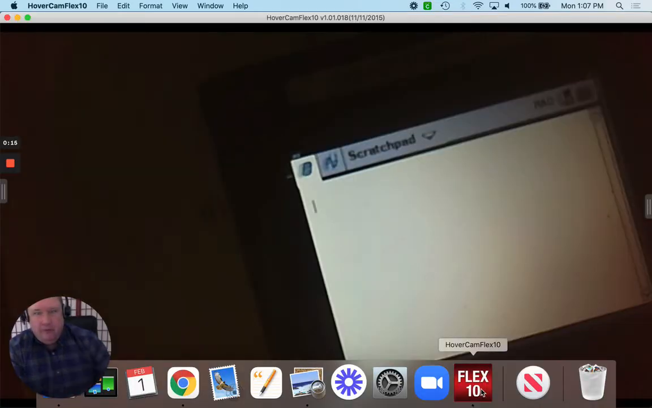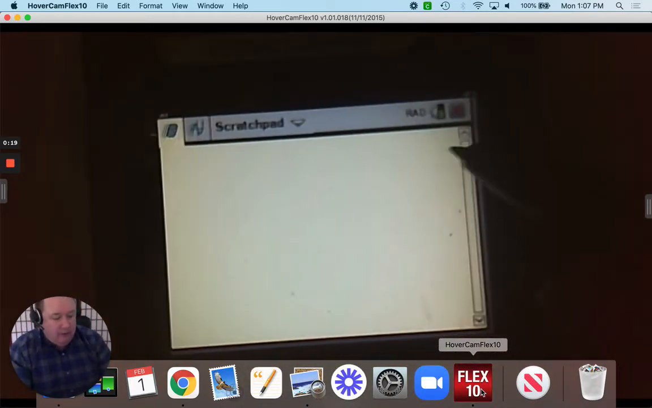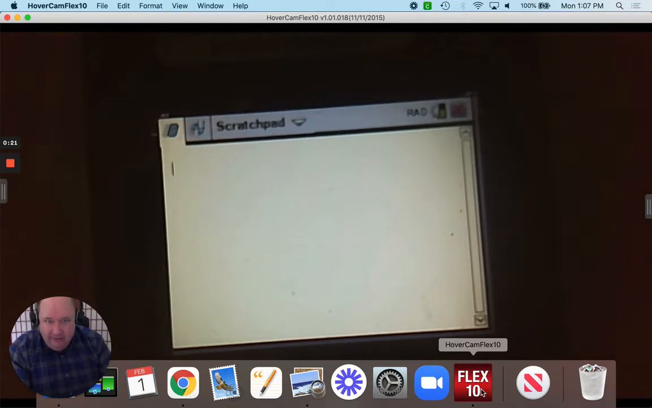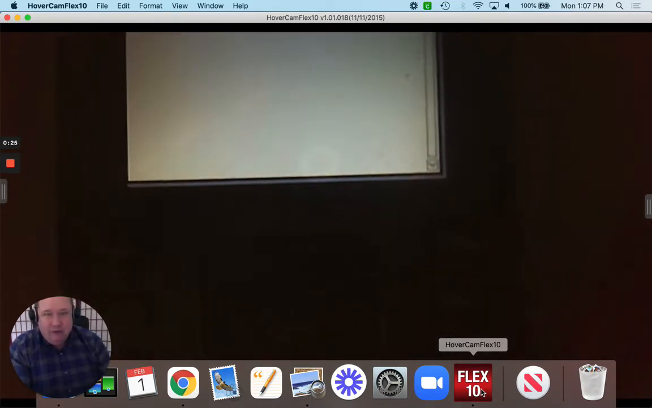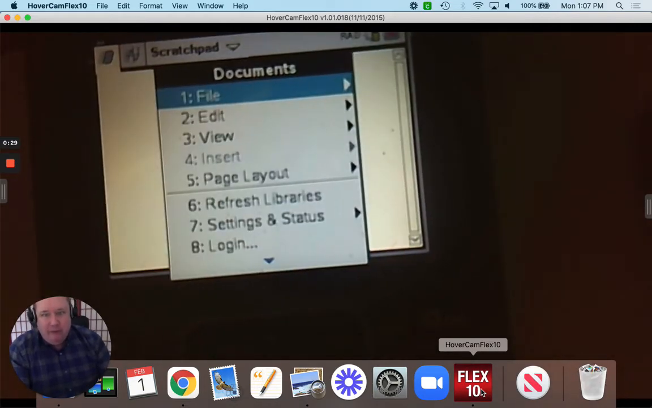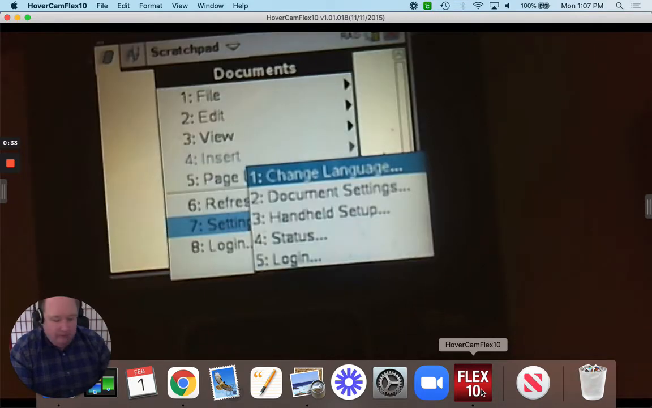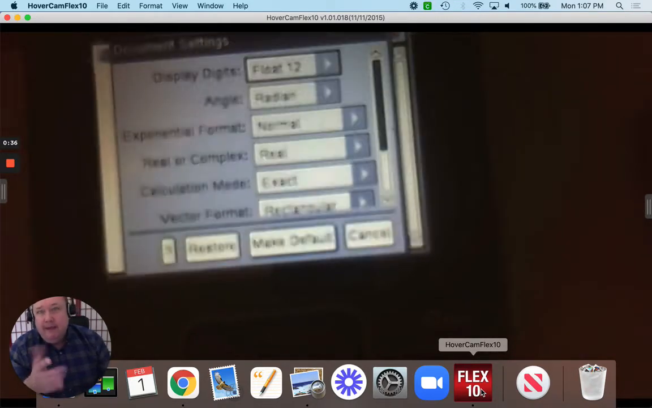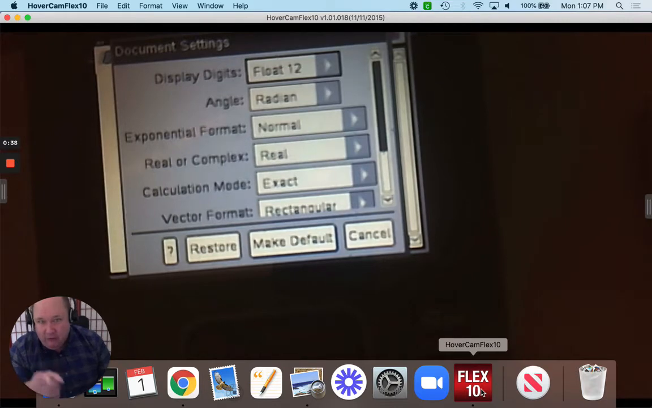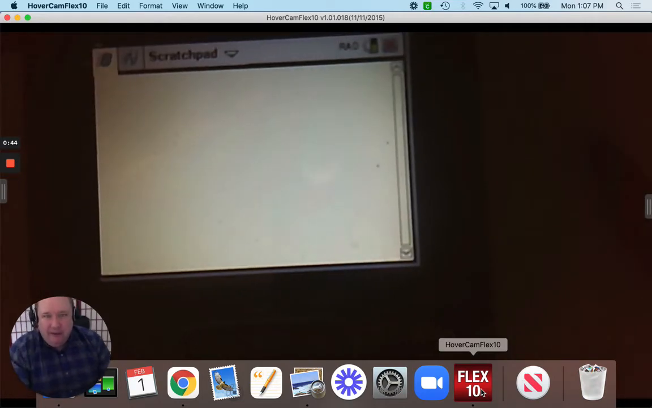So this calculator is very easy to use. First thing I want you to notice, does it say RAD in the right corner? RAD means radians. If it's not radians, you should press document, DOC, then settings, then settings again, document settings, number 2. Then change where it says angle to radian, press enter, enter, enter. Then it should say radian in the top right corner.